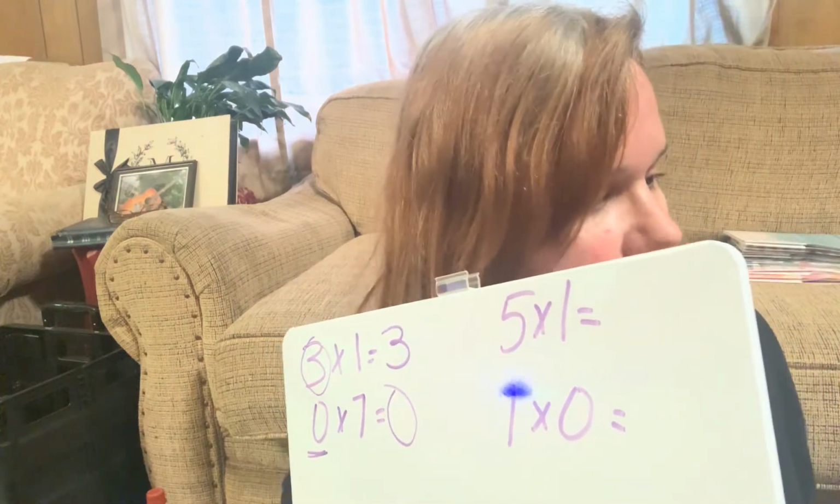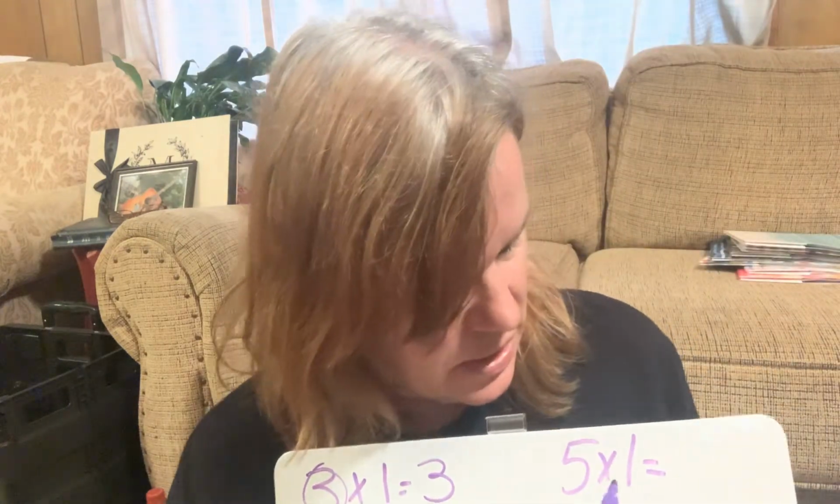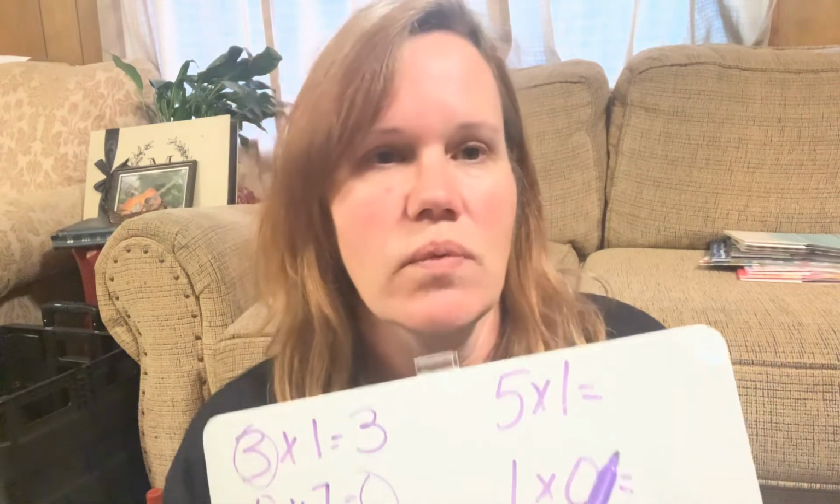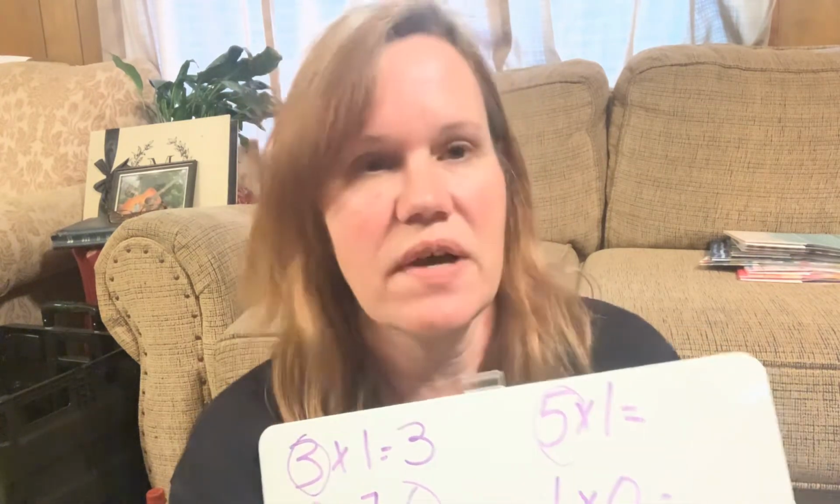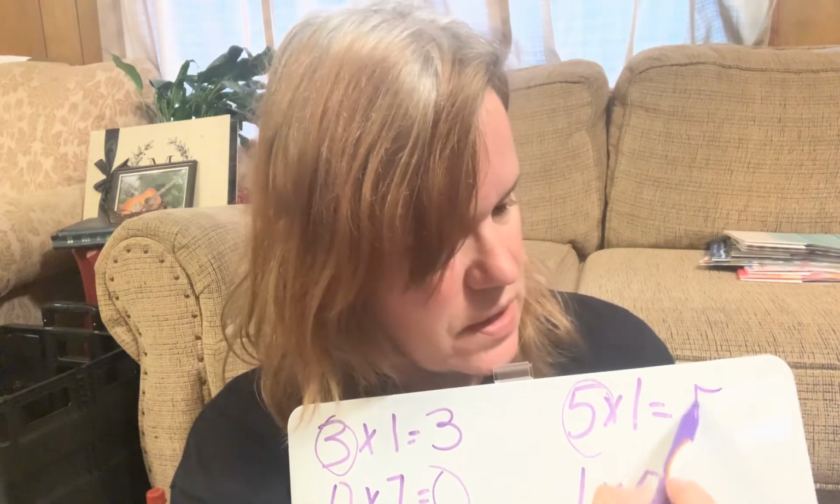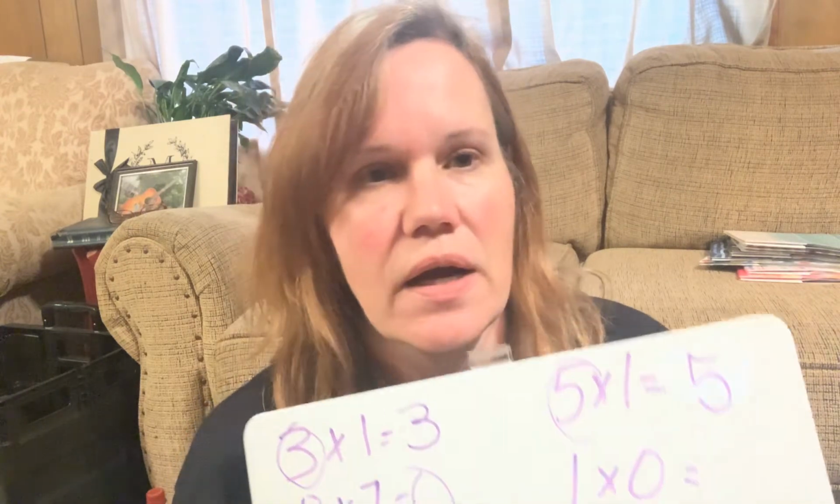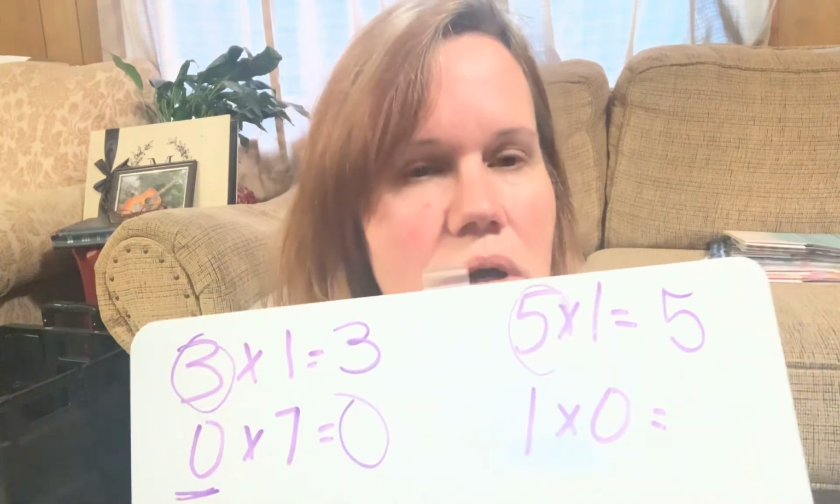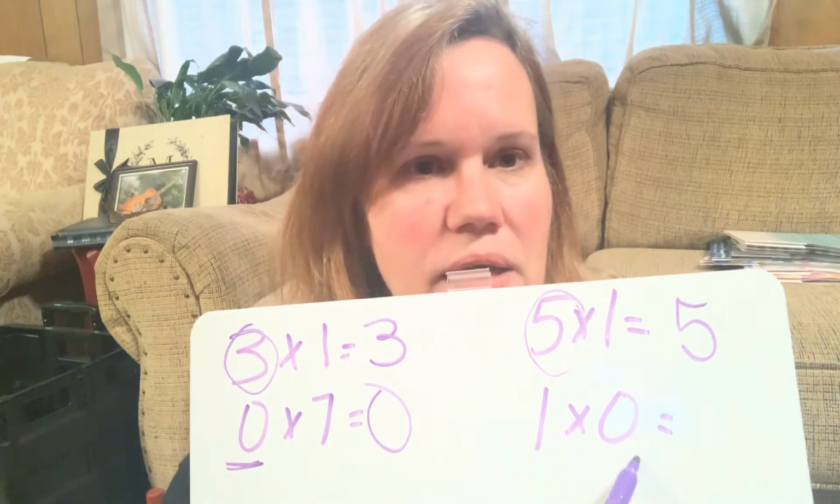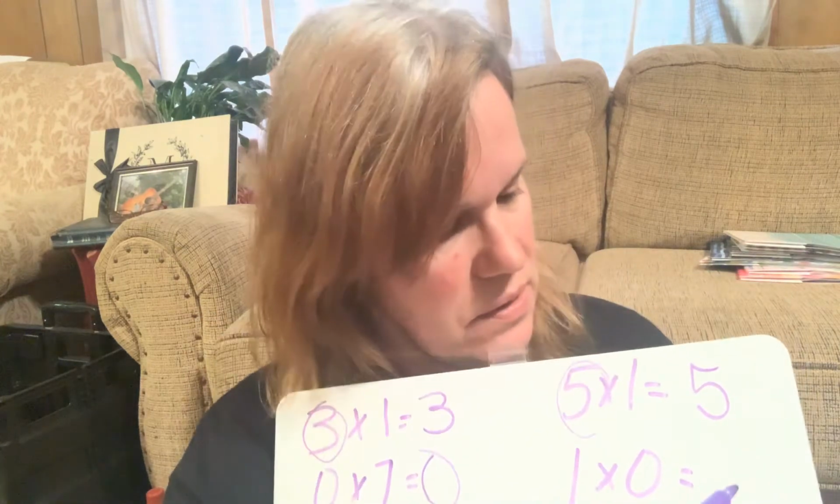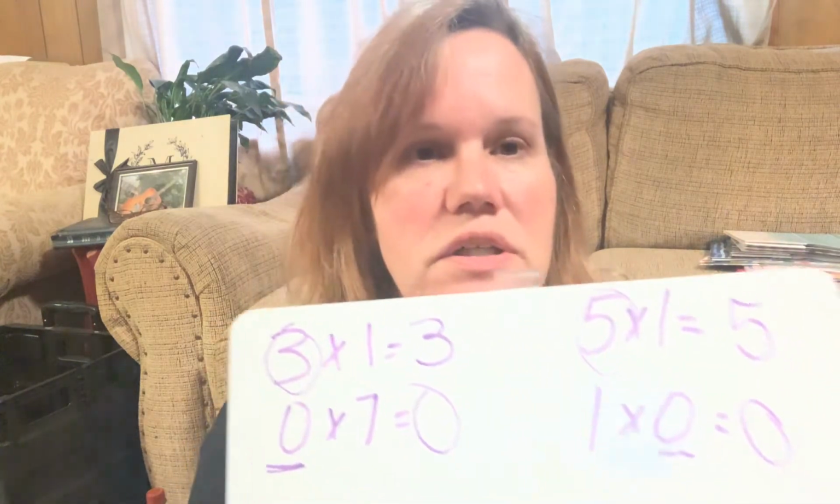So let's look at the next one going across there. Let's look at 5 times 1. Let's work this one together. All right, so here we go. Anytime we multiply a number by 1, it's always the other number. So what is 5 times 1? It's 5. Very good. All right, now let's do the next one together. 1 times 0. Anytime we multiply a number by 0, what do we get? We get 0. Y'all did a great job.